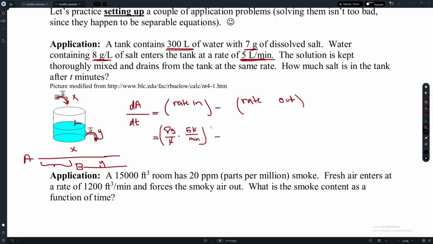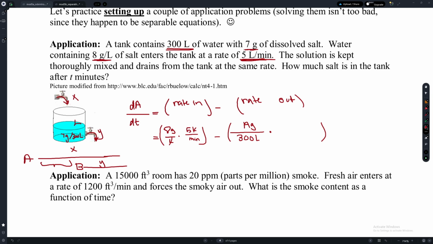Minus the rate out is the same, except we don't know our concentration, because when it enters it's 8 grams per liter, but when it exits, inside the water we have 7 grams already per 300 liters. So our rate out, we're going to say A, which is our concentration, divided by how much water there is, and this is in grams, times the flow out. So you see, this is the same concentration. This is L, that's G. So it's just we don't know the concentration, right?